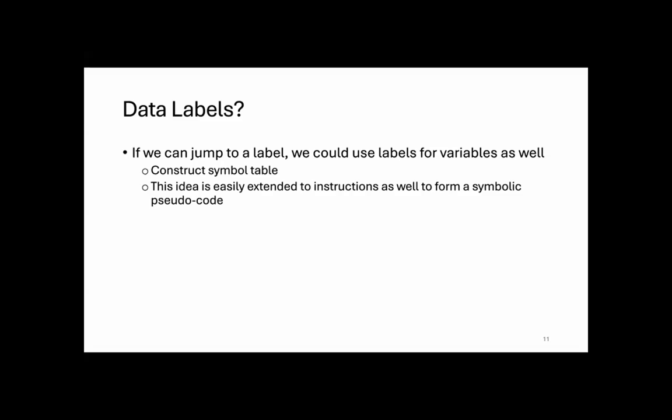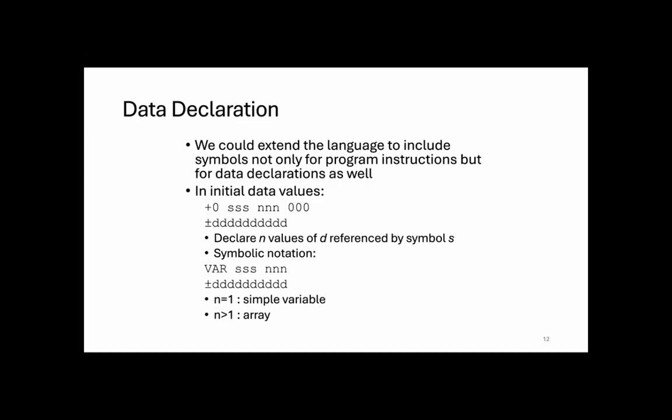Can we also extend the same idea instead of using operations as numbers like +5, +6, which makes them harder to remember? Can we also use labels for the instructions themselves, creating something called a symbolic pseudocode, so that it is much easier for the user to remember what the instructions are, instead of having to remember the numbers for the instructions? So basically, we extend the language to include symbols for the program instructions and for the data declarations.